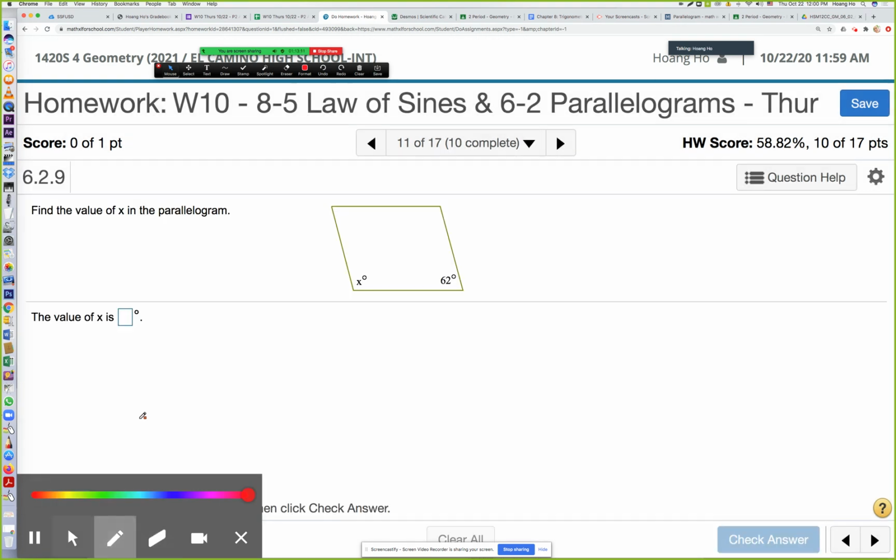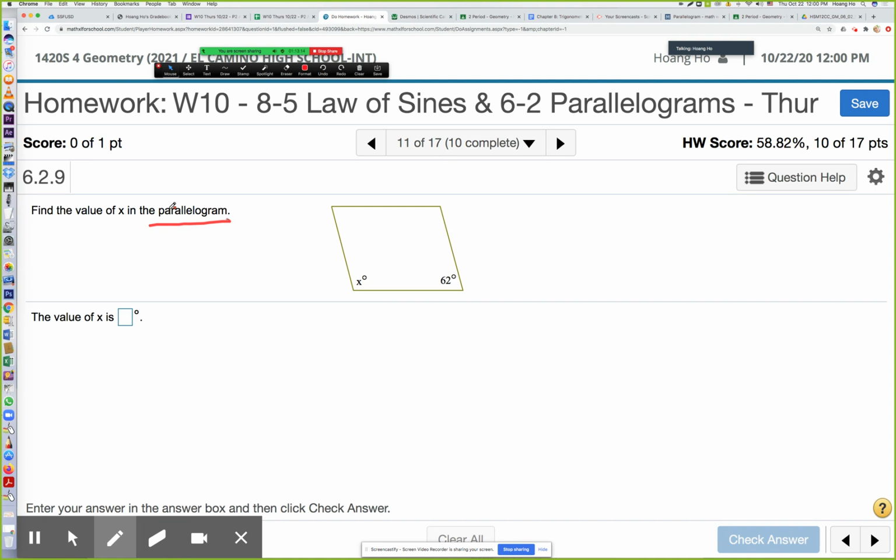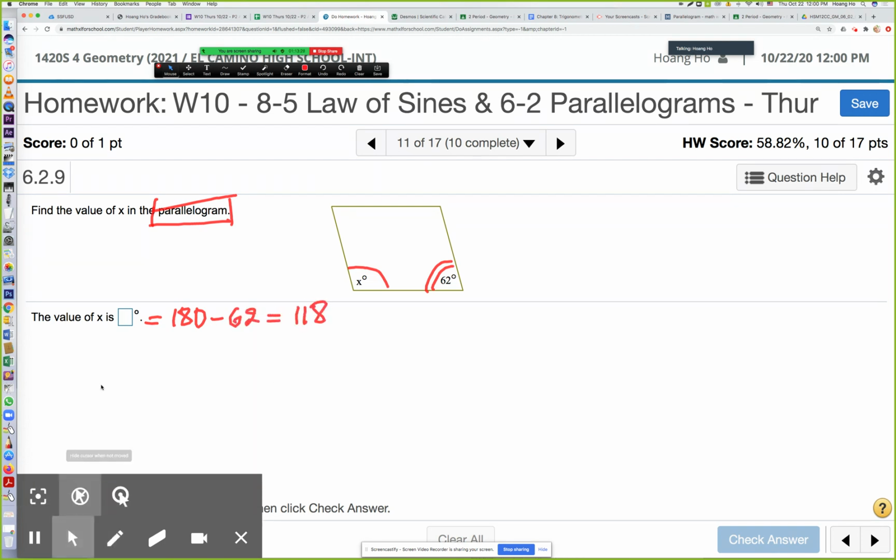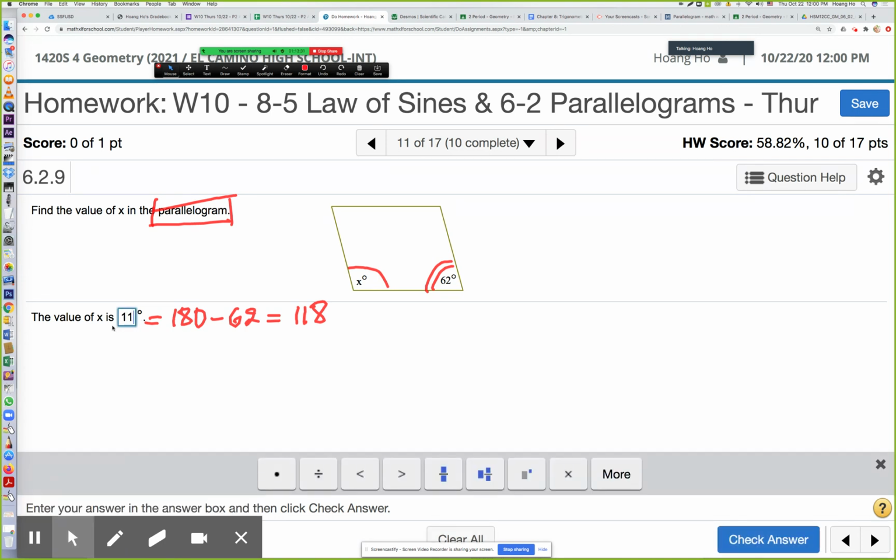All right, let's see here. Again, this is the parallelogram, so consecutive angles are supplementary. So angle X plus 62 should equal 180. You subtract 62. So is that 118? 118. So I put 118 and then I'm done.